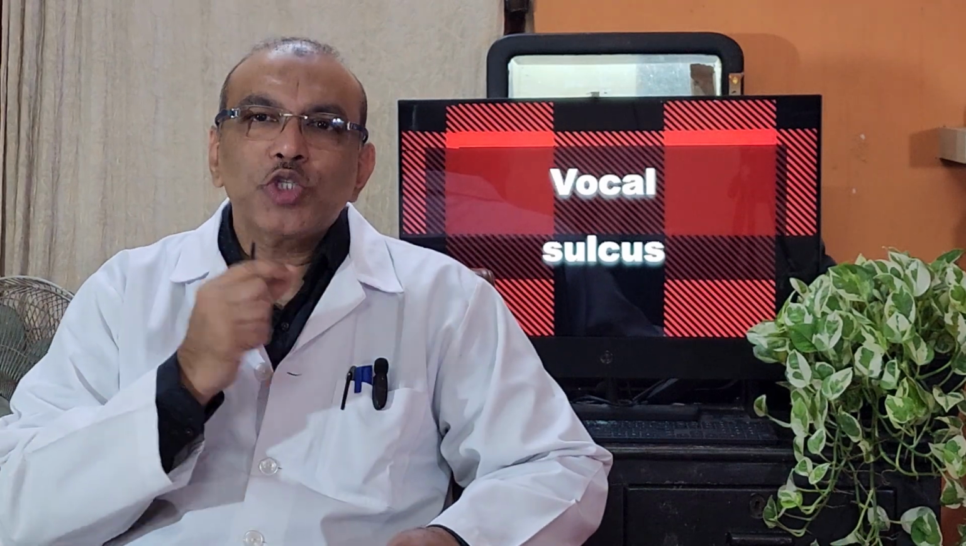Inside the voice box or larynx, we all have vocal cords. The normal movement of the vocal cords is necessary for voice production. The vocal cord is not a single layer. It is in three layers: epithelium, middle lamina propria, then you have the body.